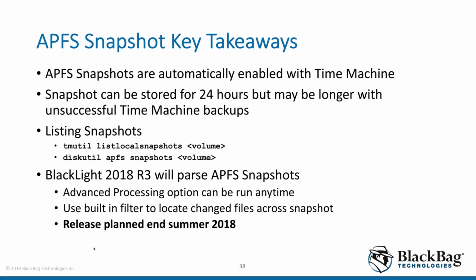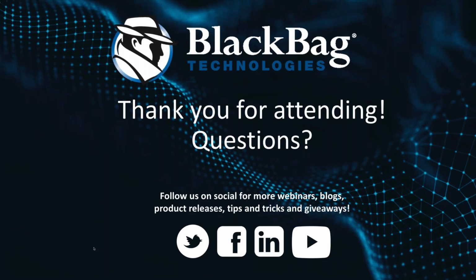We talked a little bit about how you can list them and analyze them offline. And we showed you how you'll be able to analyze them offline with Blacklight 2018 R3, which is planned for the end of summer 2018. So I would look for that soon. You can analyze an individual snapshot, or you can do differential analysis across multiple snapshots or volume shadow copies. And that being said, are there any questions about anything at all?